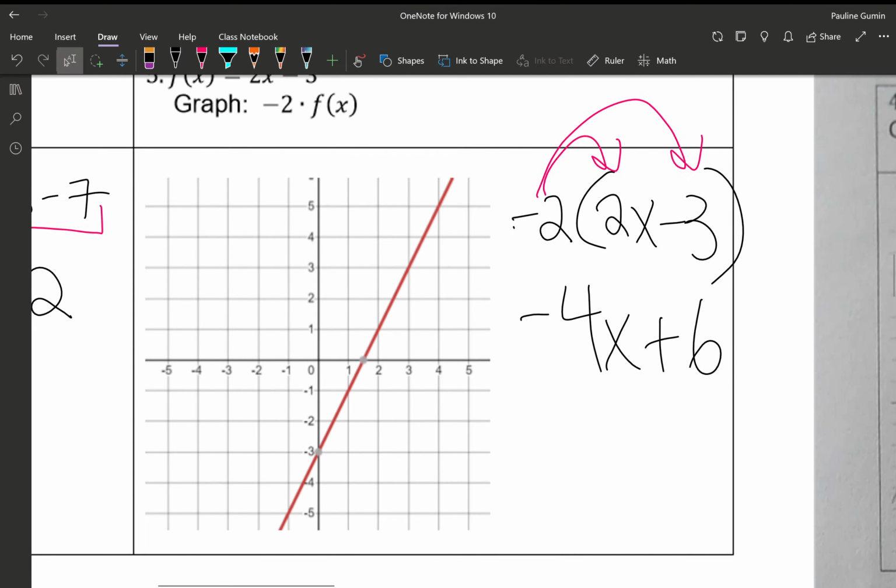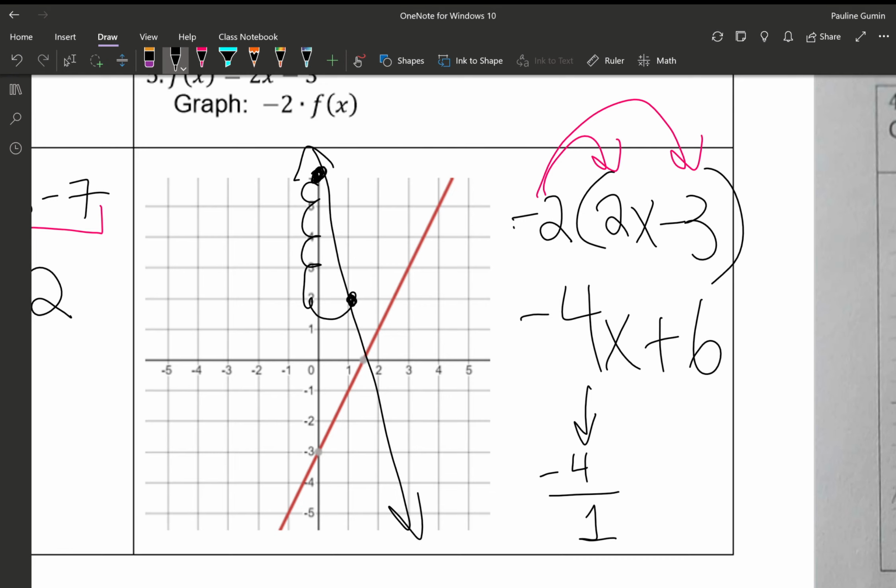Okay, so I'm going to start plotting on positive 6, which is right here. It's kind of out of the way, but that's fine. My rise over run is negative 4, so it's actually negative 4 over 1. Every whole number can be written as over 1. So I'm going to go down 4, that's what the negative means, and over 1. We're done.